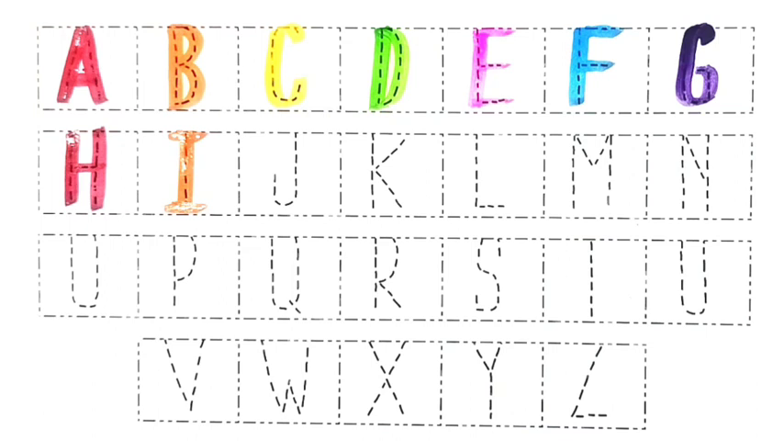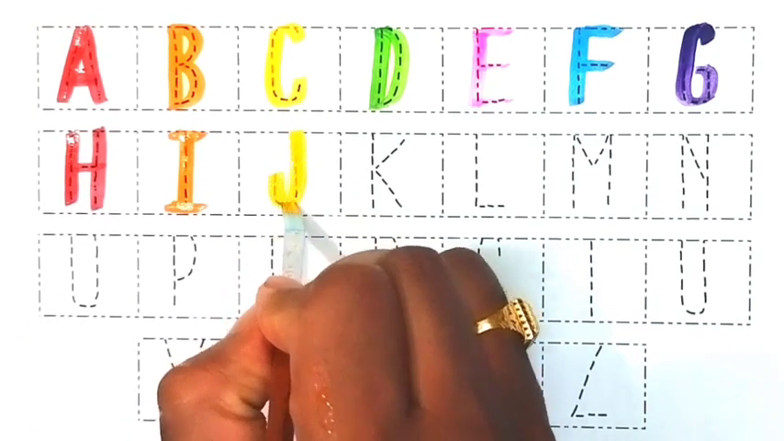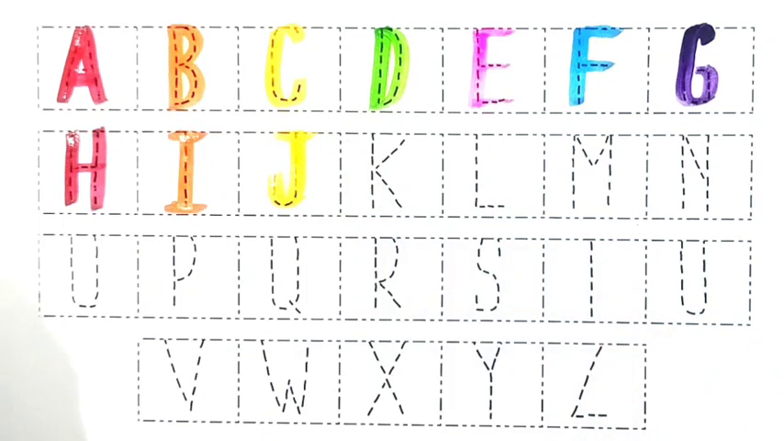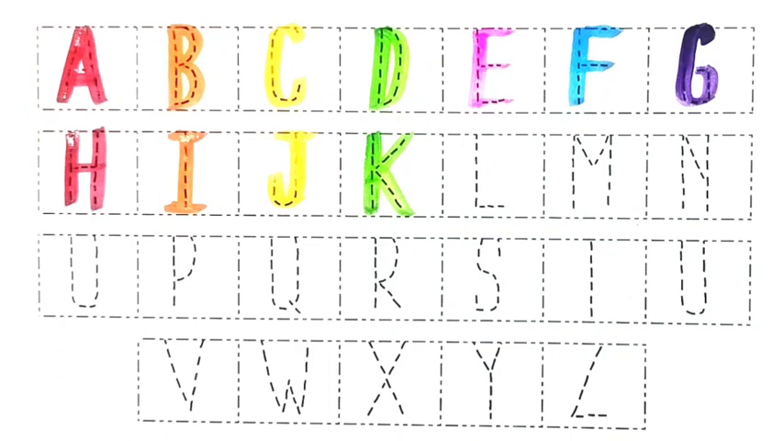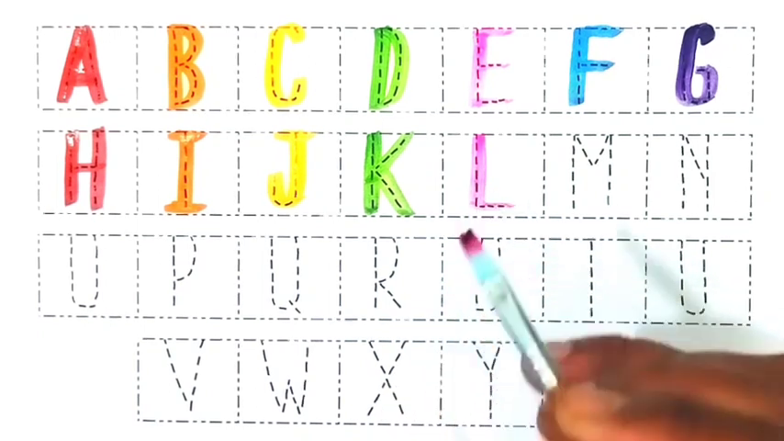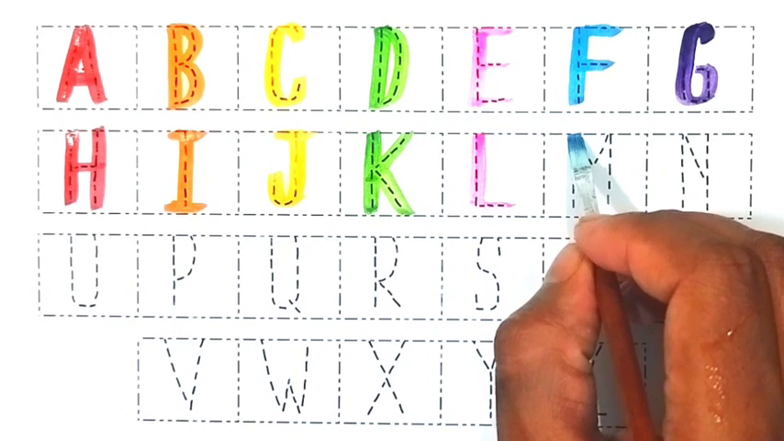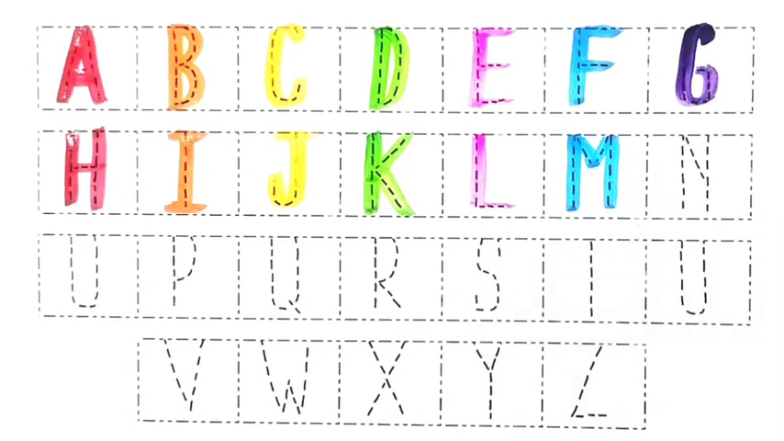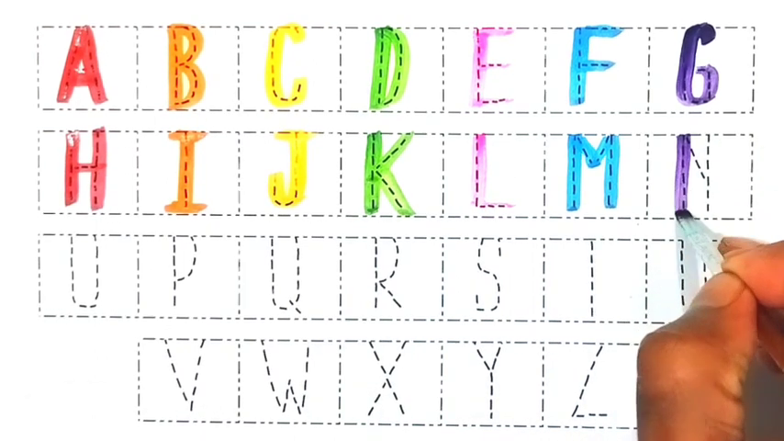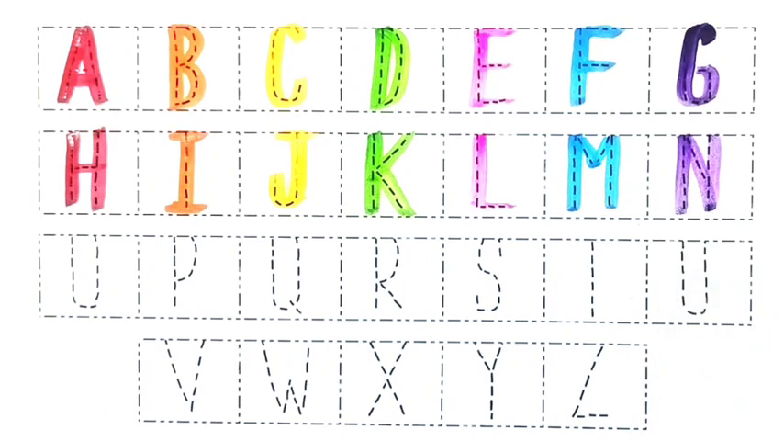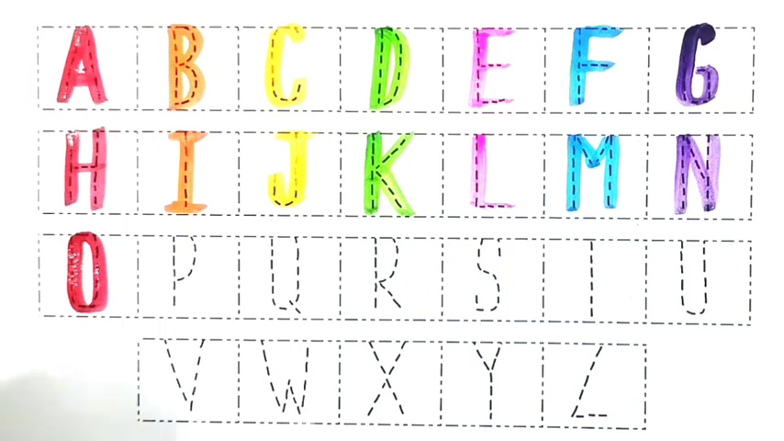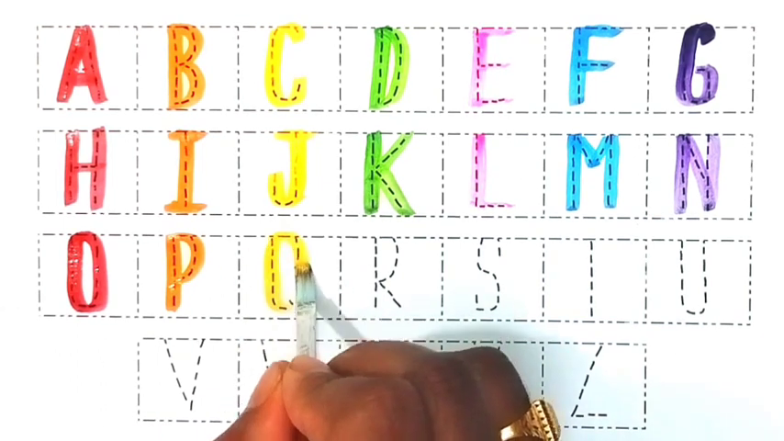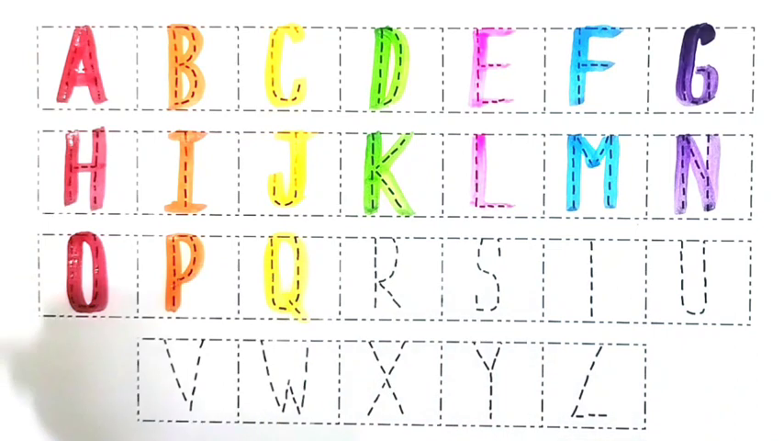I for ice cream. J for juice. K for kangaroo. O for octopus. P for parrot. X, Y, and Z. Q for queen. Next time won't you sing with me?